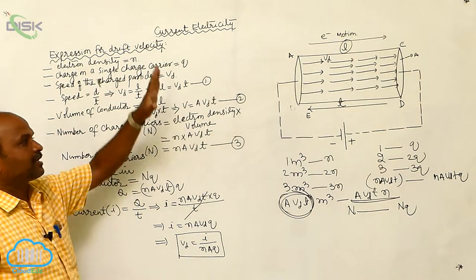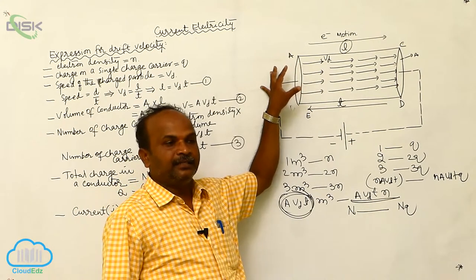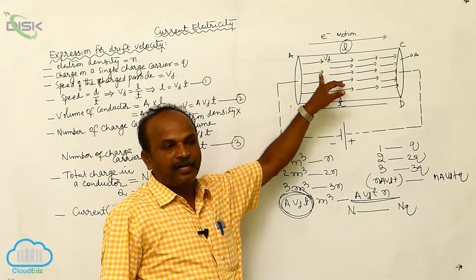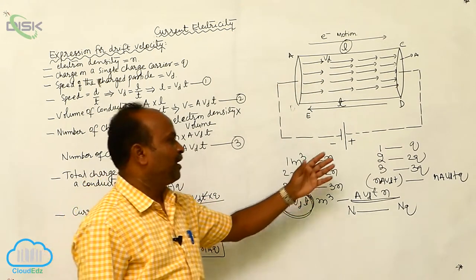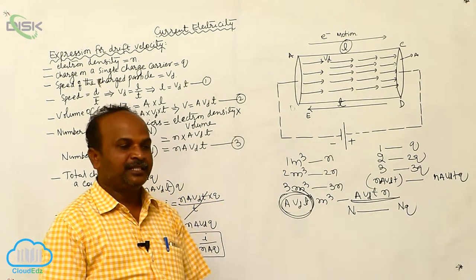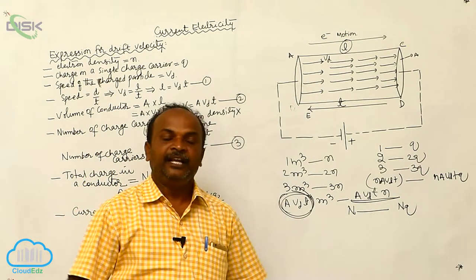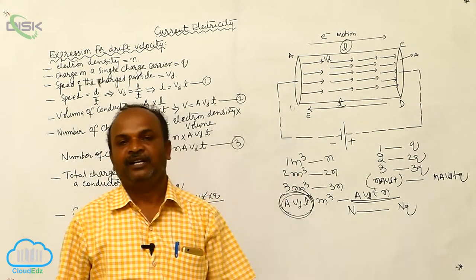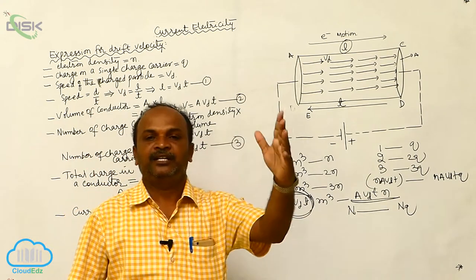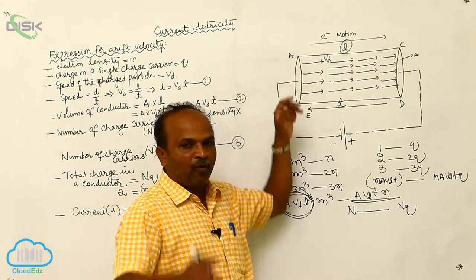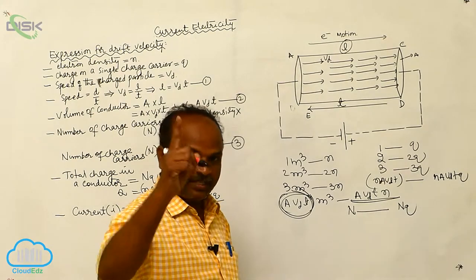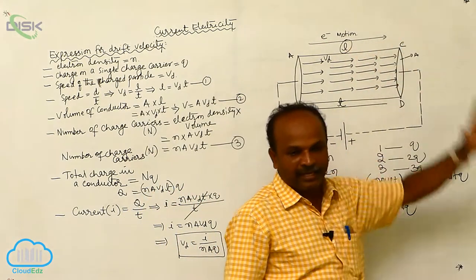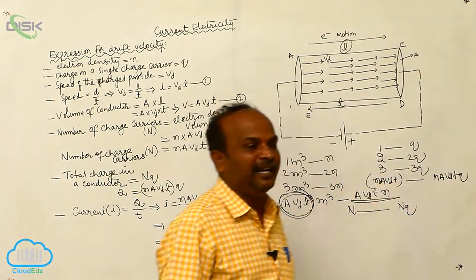Now, let us consider a conductor of cross-sectional area A, of length L, of electron density N. To move the charges in a particular direction, you want to apply a battery. Because of the battery, there is a potential difference. Because of the potential difference, every charge carrier experiences a force. Because of collisions of charge carriers with the ionic lattice, they will travel with a constant speed instead of increasing speed. That constant speed is called drift speed. Here, one charged particle's charge is Q. Now, in the time interval T, the total charges are moving from one end to another end.